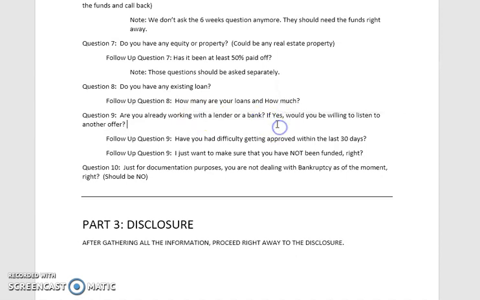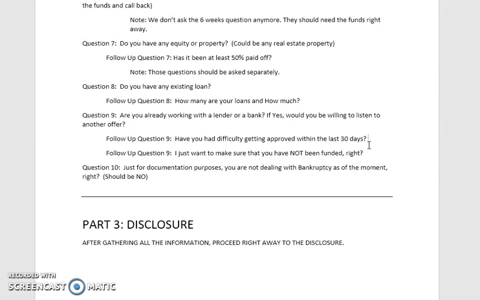If yes, would you be willing to take another offer? There's another follow-up that we just created on question number 9. Have you had difficulty in getting approved within the last 30 days? The reason for putting that is there's a specific buyer who wants us to ask that question, and that's the new question that we are going to be putting in our script. It's already included in the congratulations template that later on I'll show you guys.